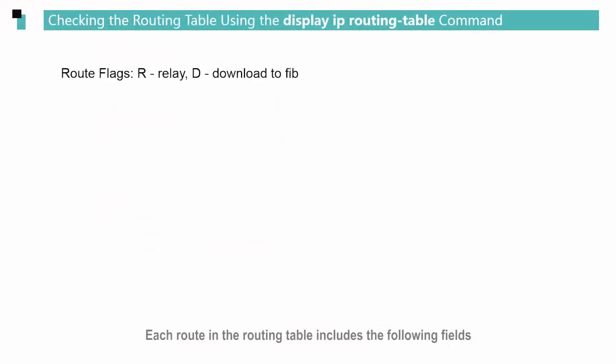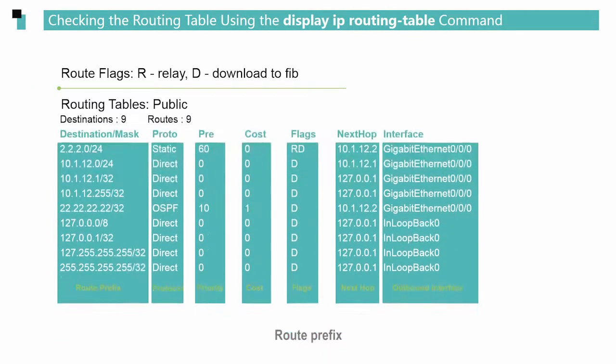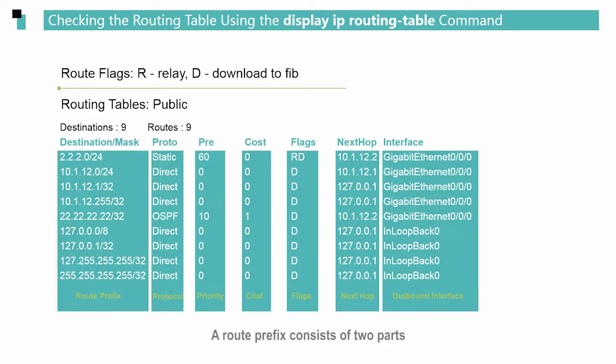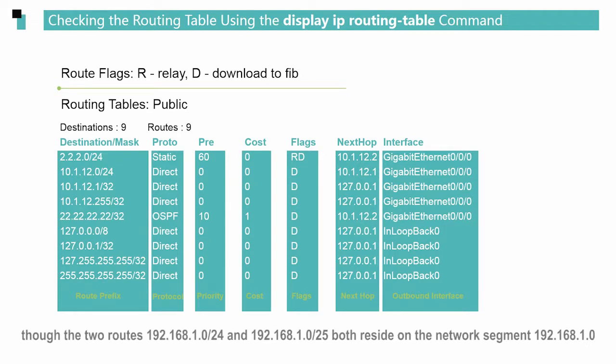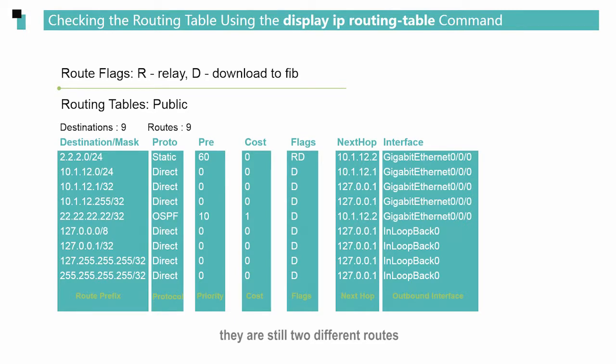Each route in the routing table includes the following fields. Route prefix. A route prefix consists of two parts, the network segment ID and mask length. Both parts are indispensable. For example, though the two routes 192.168.1.0/24 and 192.168.1.0/25 both reside on the network segment 192.168.1.0, they are still two different routes because they have different mask lengths.